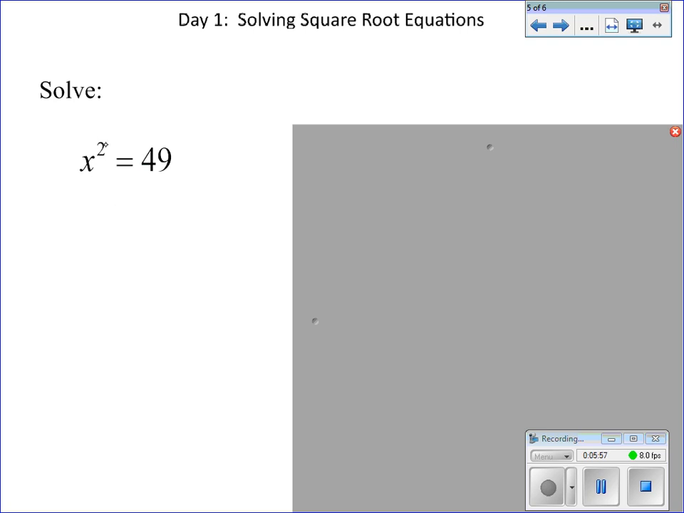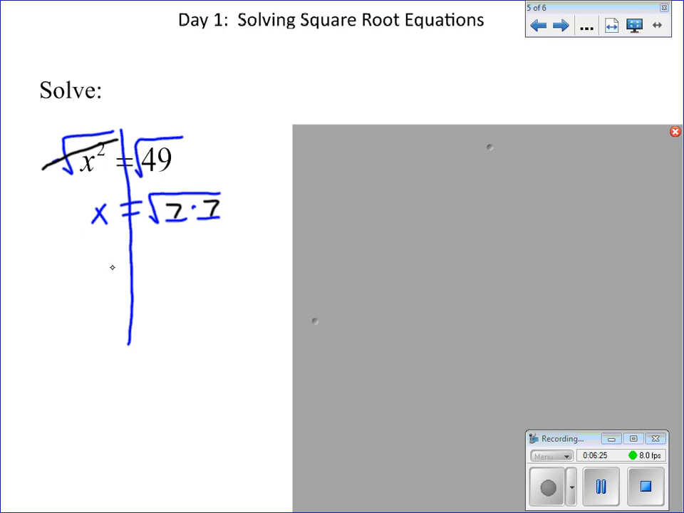So since it's being squared, we have to do the opposite. The opposite of squaring a number is taking the square root. Our rules of algebra say what you do to one side, you do the same thing to the other side. So now the square and the square root cancel each other out, and we're left with x. The square root of 49 is the same as what number times itself, which means 7. So then we get x equals 7.